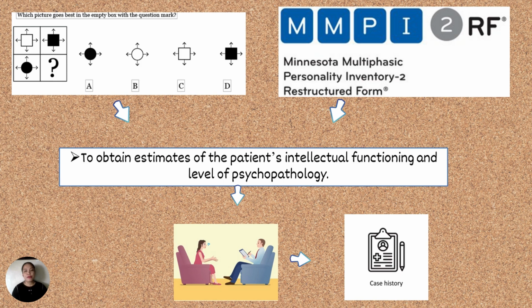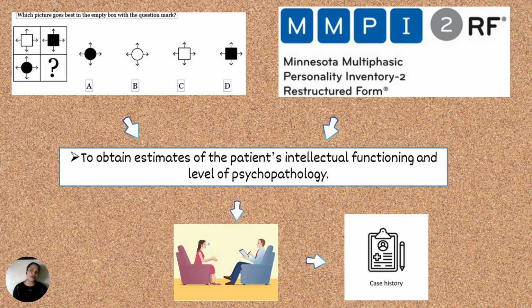Now, before or after interviewing a patient, a clinician may administer tests such as the Wechsler Intelligence Test and the MMPI-2-RF to obtain estimates of the patient's intellectual functioning and level of psychopathology. Now, the data derived may provide the clinician with initial hypotheses about the nature of the individual's difficulties, which will then guide the interview. Interview and test data will be supplemented with case history data, especially if the patient will not or cannot cooperate.